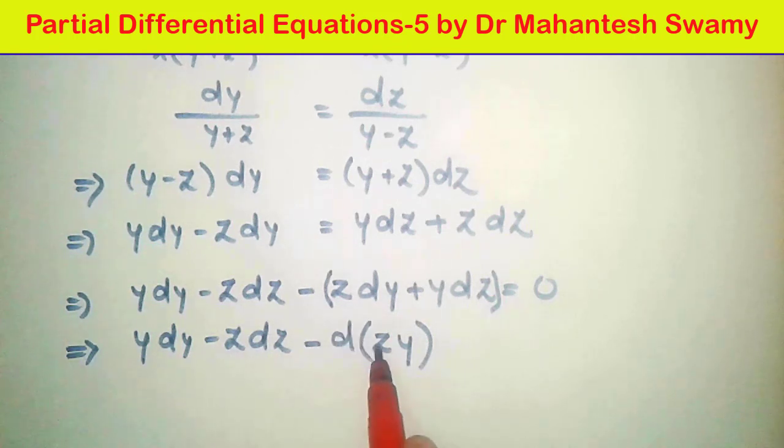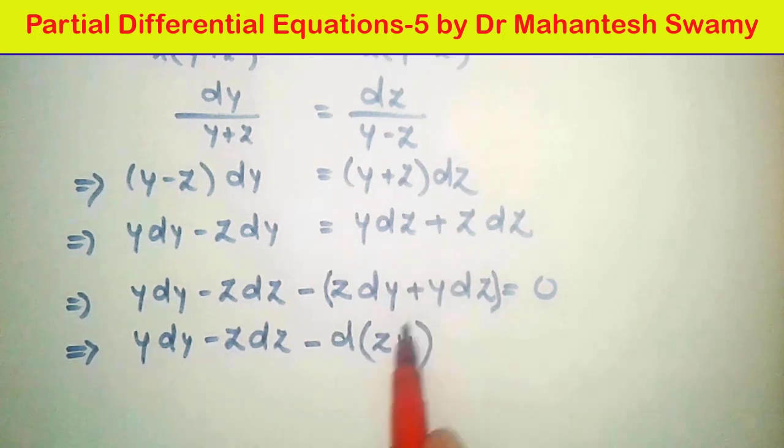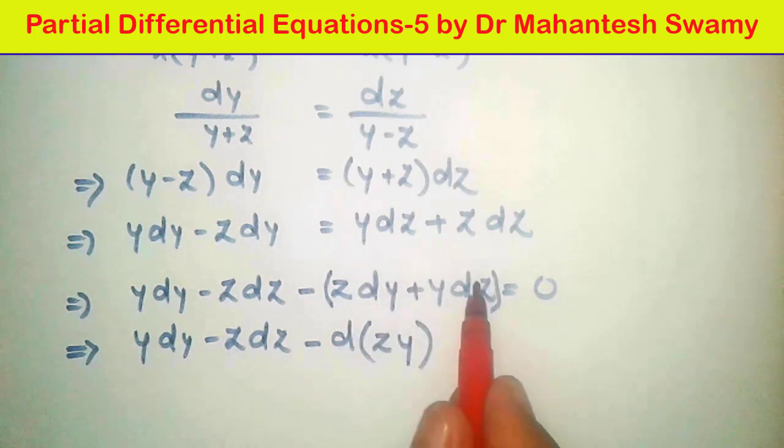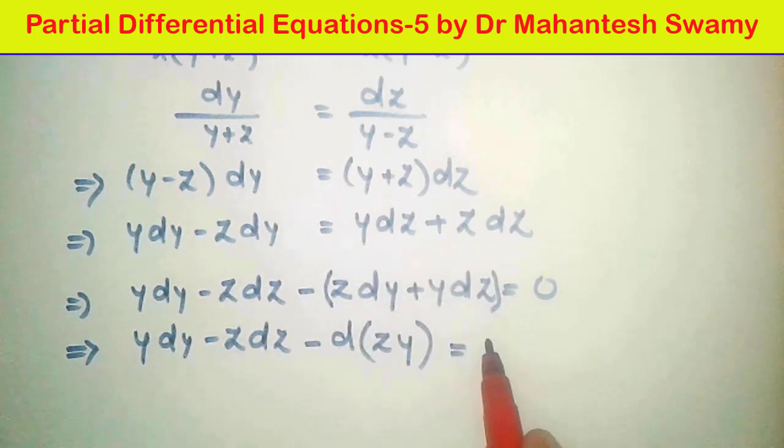So d of zy stands for first function as it is, differentiation of the second, plus second as it is, differentiation of the first. So we have so easily understood that these two terms can be written in a simple way like this, and on the RHS nothing is there.